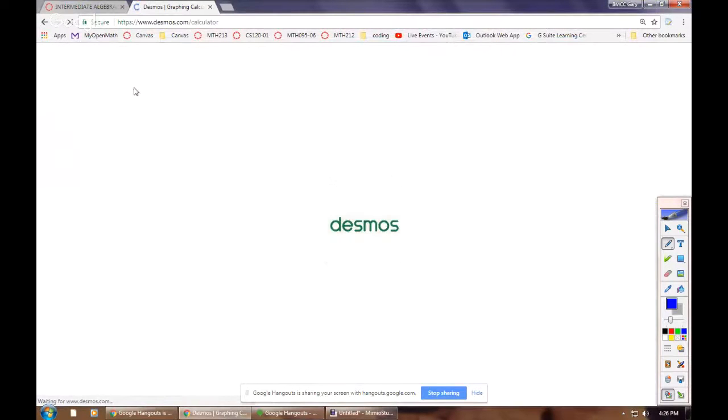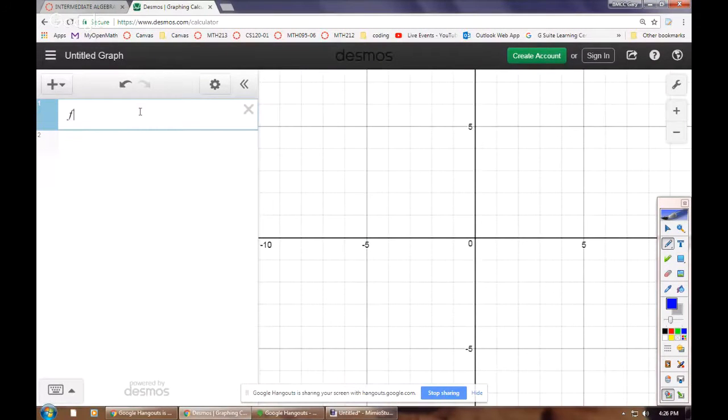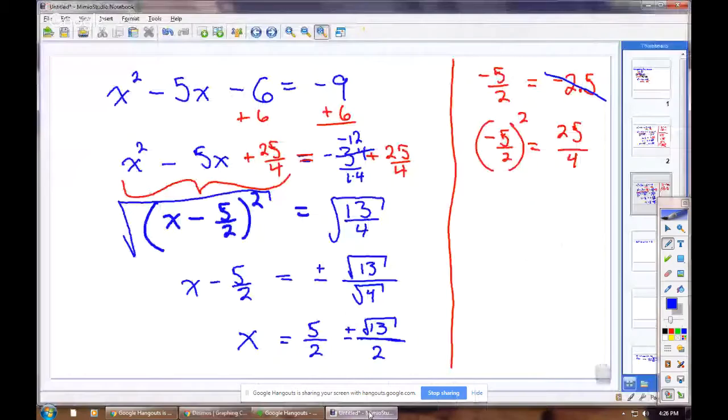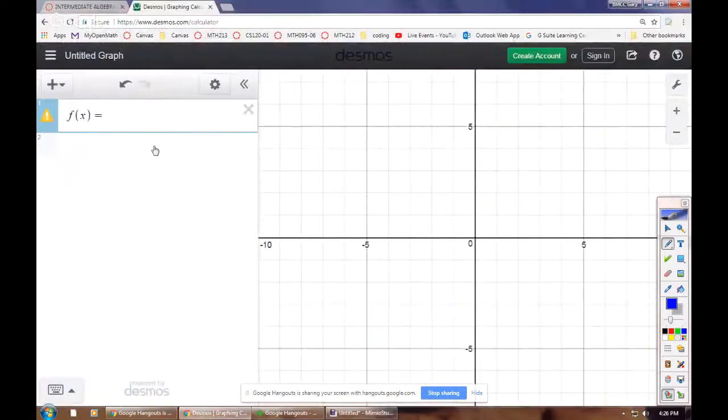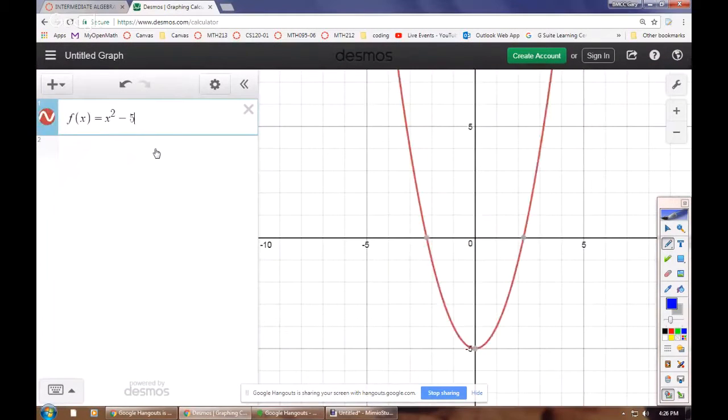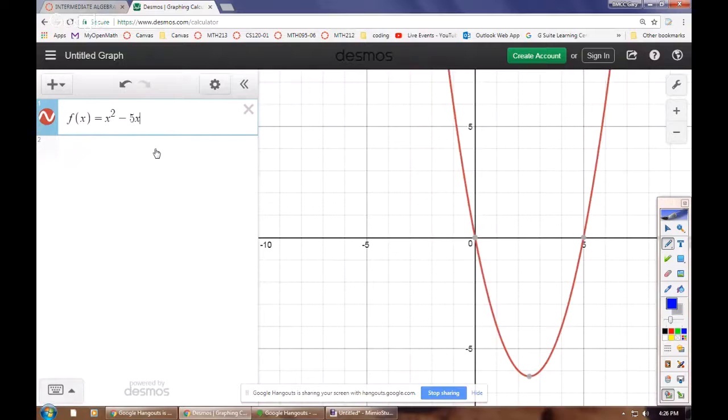And to do this, the easiest way is to use function notation. So write f of x equals, and then let's see, what did we have? We had x squared minus 5x minus 6 equals -9. All right, so x squared minus 5x minus 6.